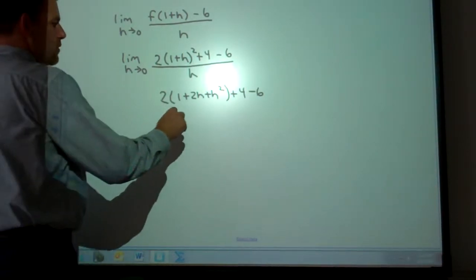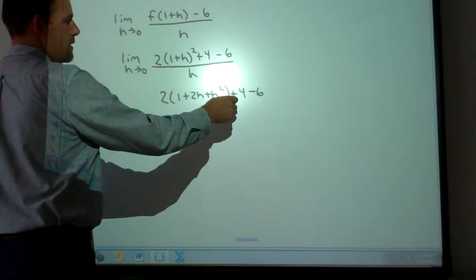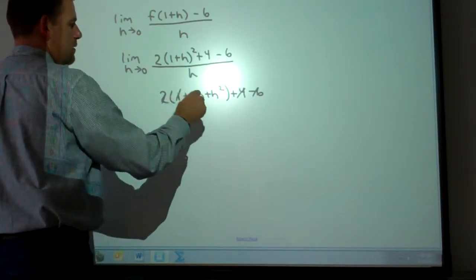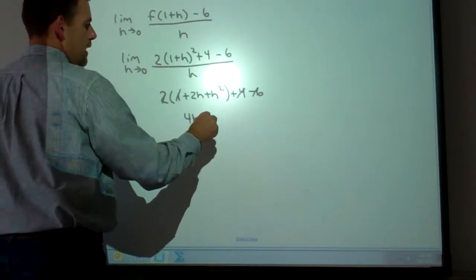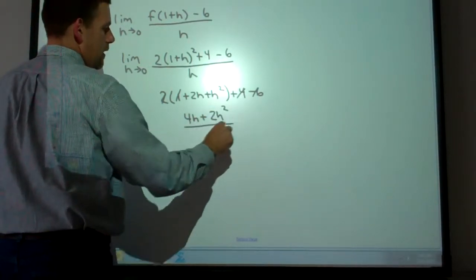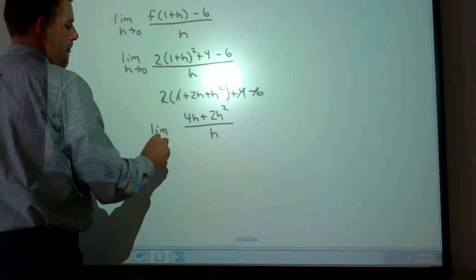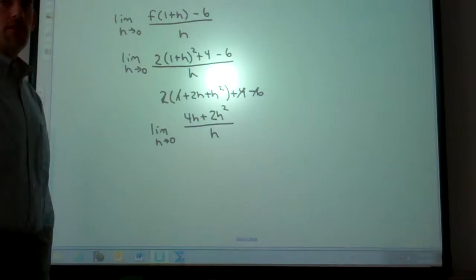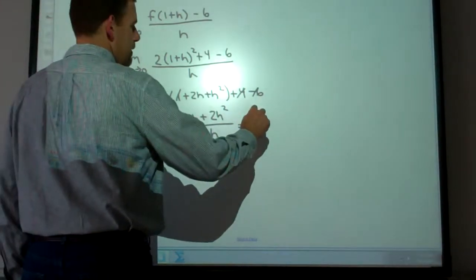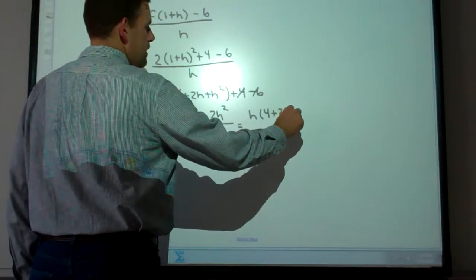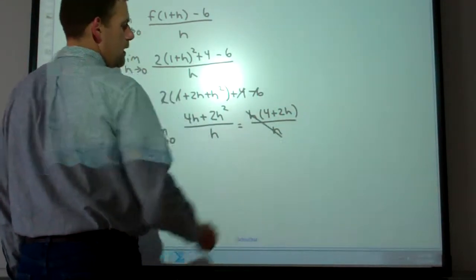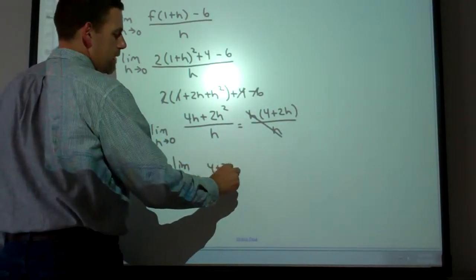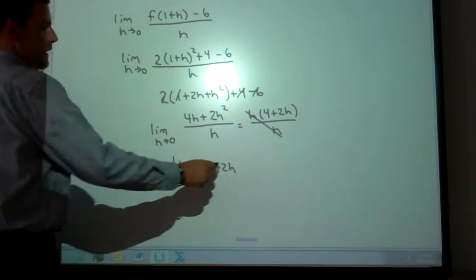I can distribute my 2, and I get 2 plus 4 is 6, minus 6, so those all cancel out. 2 times 2h is 4h, and then 2h squared, all over h. You can see I have a factor of h that I can pull out of the numerator to cancel with the denominator. That's h times 4 plus 2h, over h. Now I'm only considering the limit as h goes to 0 of 4 plus 2h. That's an easy limit to figure out. That's going to equal 4.